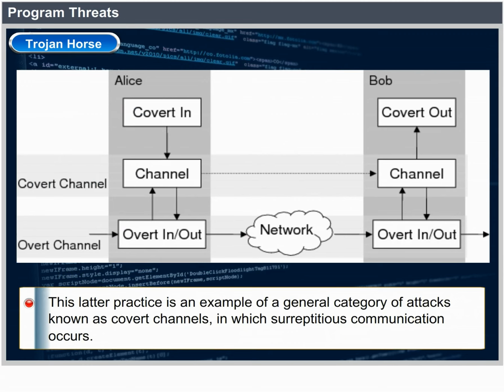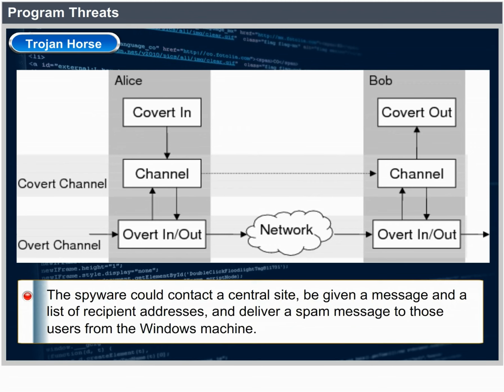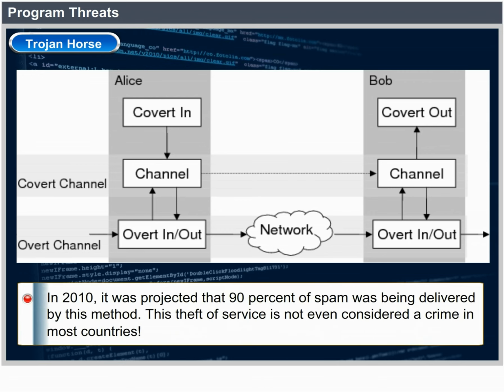For example, the installation of an innocuous-seeming program on a Windows system could result in the loading of a spyware daemon. The spyware could contact a central site, be given a message and a list of recipient addresses, and deliver a spam message to those users from the Windows machine. This process continues until the user discovers the spyware. Frequently, the spyware is not discovered. In 2010, it was estimated that 90% of spam was being delivered by this method. This theft of service is not even considered a crime in most countries.